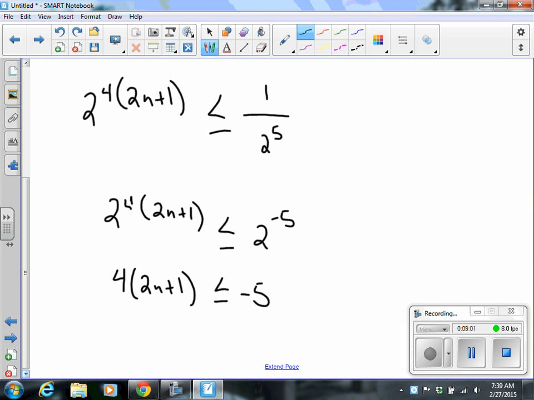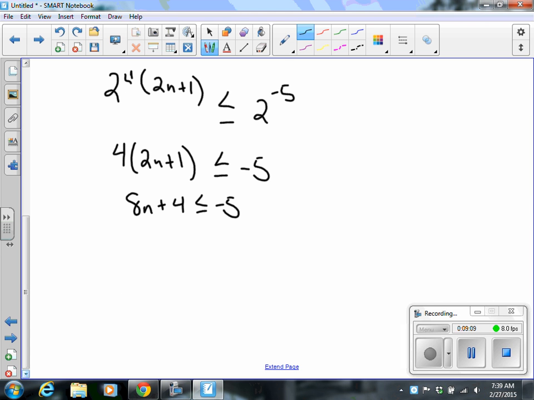So now I can go ahead and solve this. I'm going to distribute. So I have 8n plus 4 is less than or equal to negative 5. Move the 4 over. 8n is less than or equal to negative 9. And then n has to be less than or equal to negative 9 over 8.